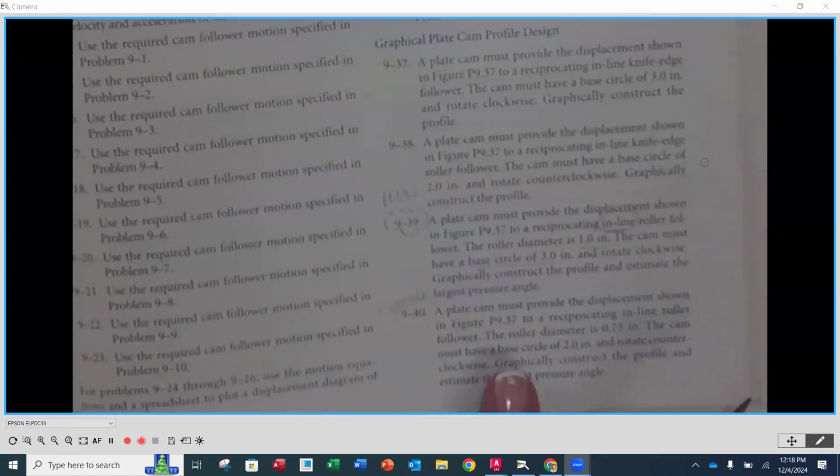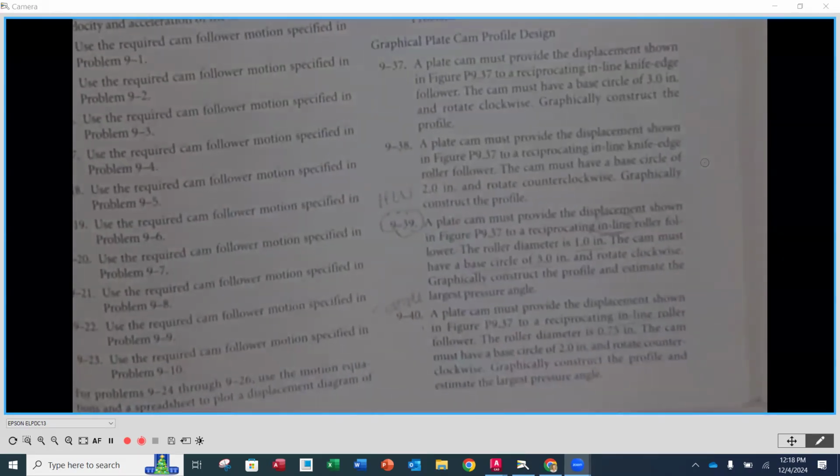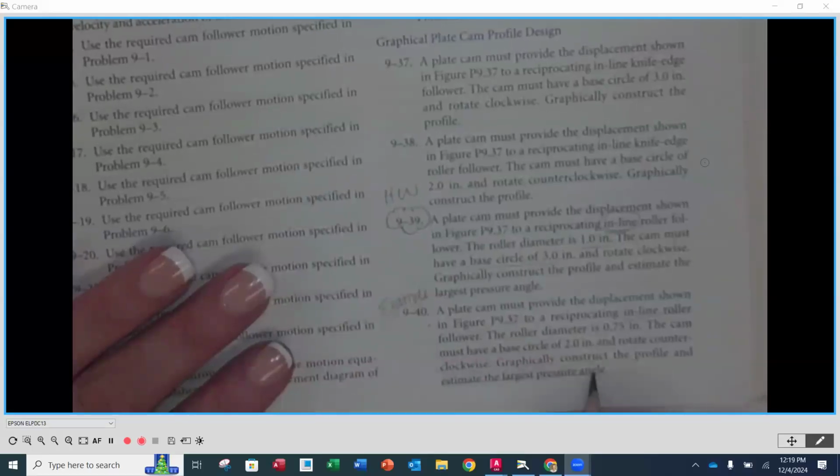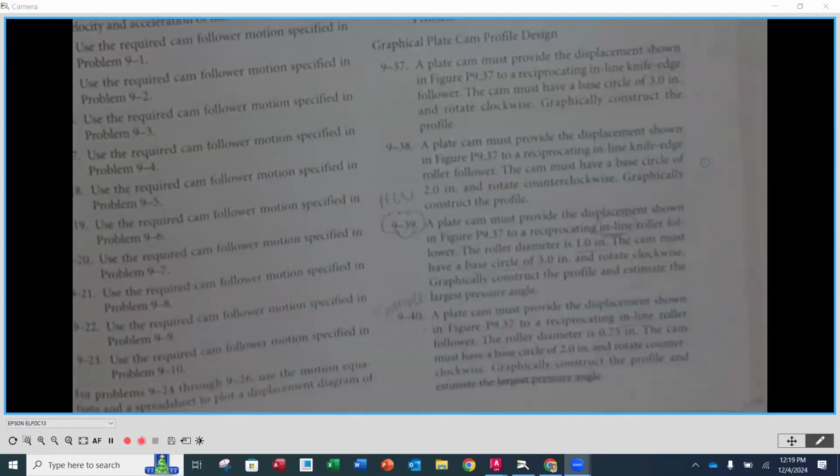Now, the roller diameter is 3/4 of an inch, and the cam must have a base circle of 2 inches, okay? And it's going to rotate counterclockwise. Graphically construct the profile and estimate the largest pressure angle. Okay, we're not going to worry about pressure angle, so you can just cross that off. I'm not worried about pressure angle.